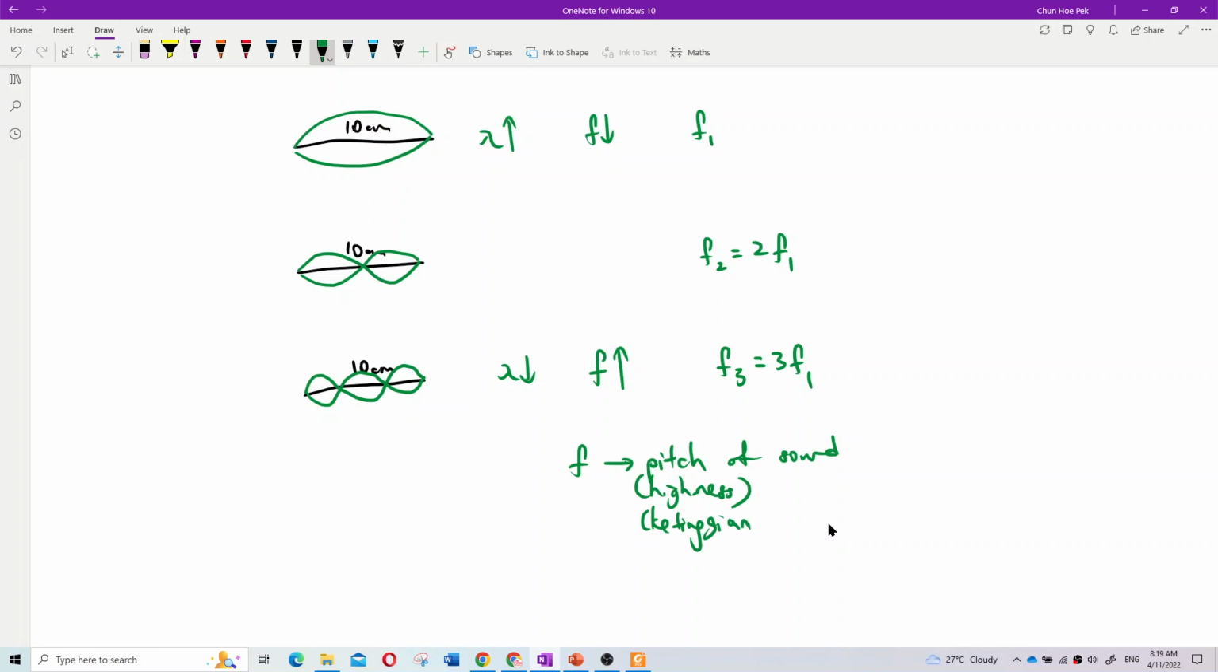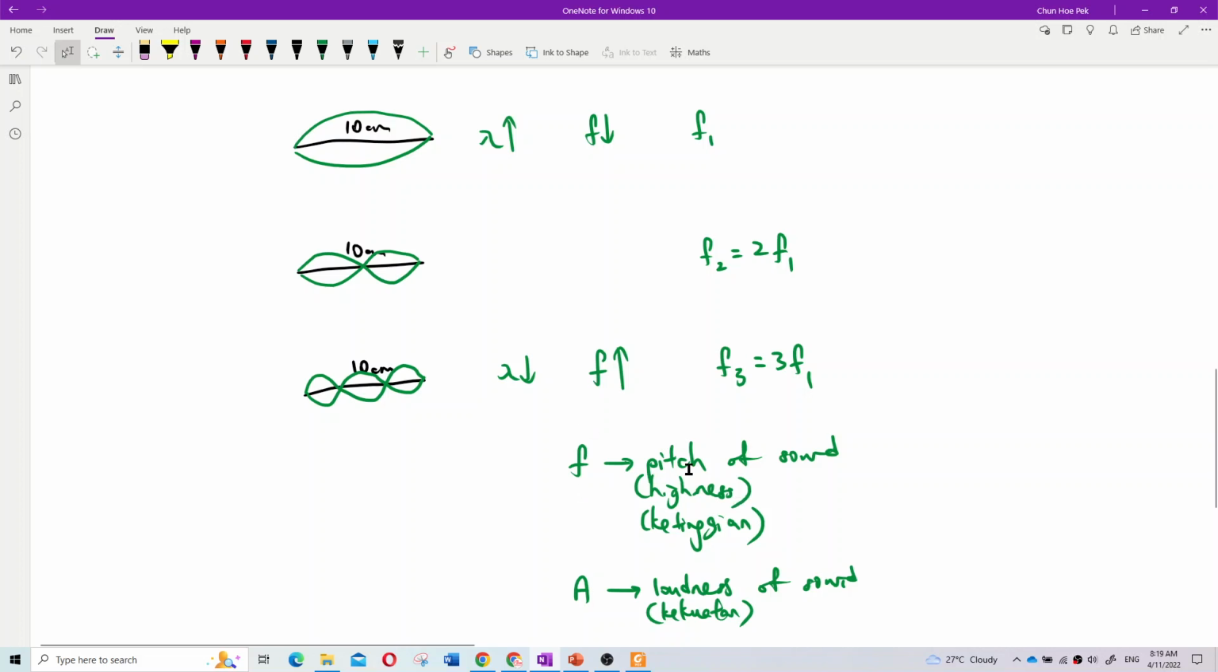So if we want to look at the pitch of sound or the highness of sound, we look at frequency. Last time we looked at amplitude. Amplitude is called the loudness of sound. So it's different. Loudness is kekuatan suara. Ketinggian dan kekuatan sama tak? It's different, right? Yeah, a sound can be very low but very loud.